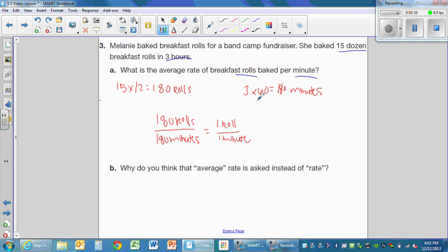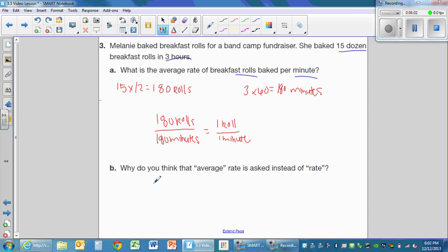Next, because they were talking about hours in the first problem and then they asked per minute, we needed to take 3 hours times 60 minutes per hour and got 180 minutes. We set our dependent variable on top. The rolls depend on how long we're baking for. So 180 rolls over 180 minutes. That comes out to be 1 roll per minute.